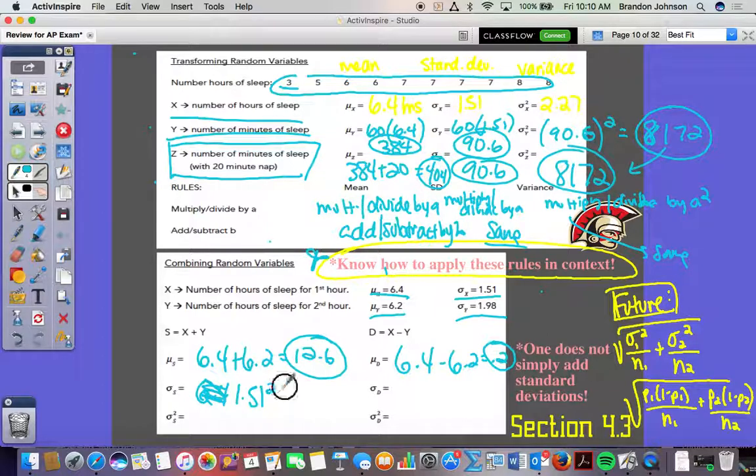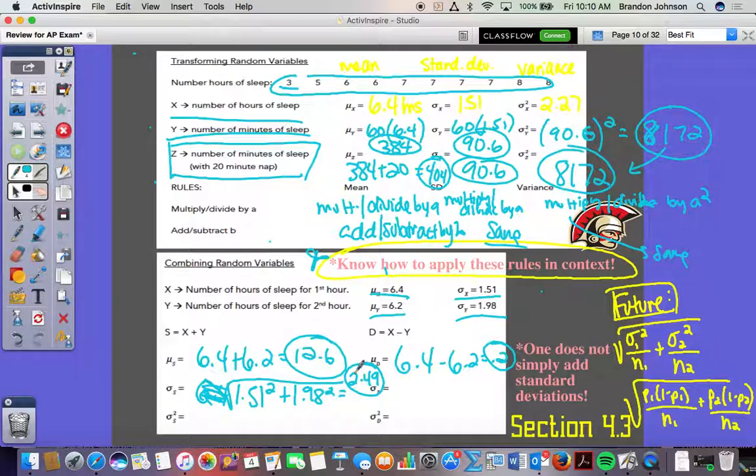Plus 1.98 squared, and then we're taking the square root of it. Okay. All right, rock and roll. So once we take the variance, which is the squared, add them together, take the square root, you get 2.49 here. Okay. What happens if you subtract? Does that change the standard deviation formula?